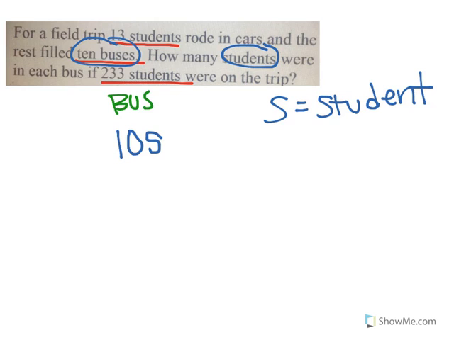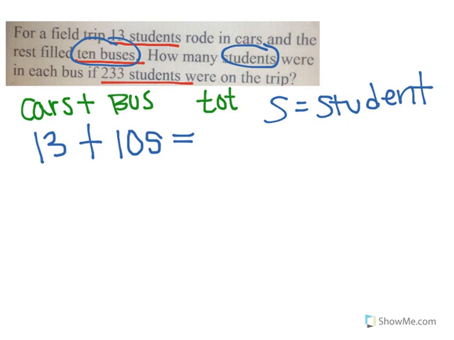And they also traveled using cars, 2 ways of transportation, cars plus buses. So I know that just 13 students went in cars, plus the 10 buses filled with students. Those two numbers go together to equal the total number of students, which is 233. Once we have this set up, it's really just solving the two-step equation.